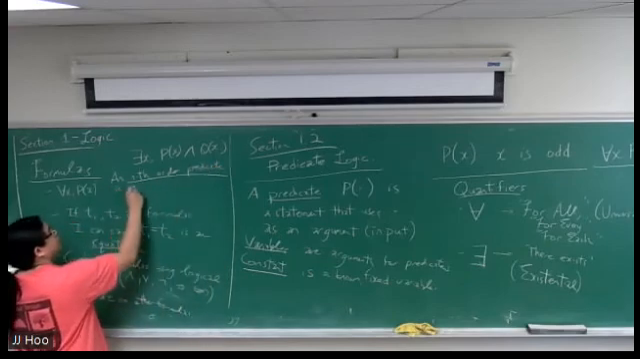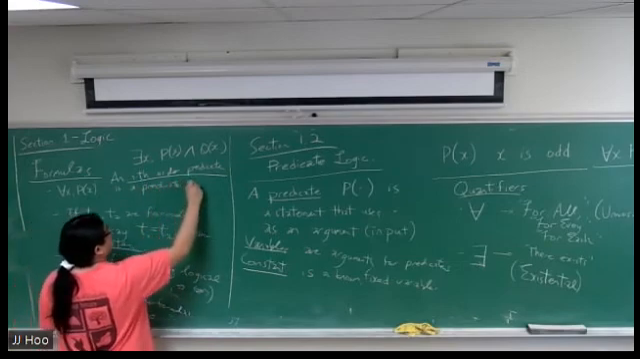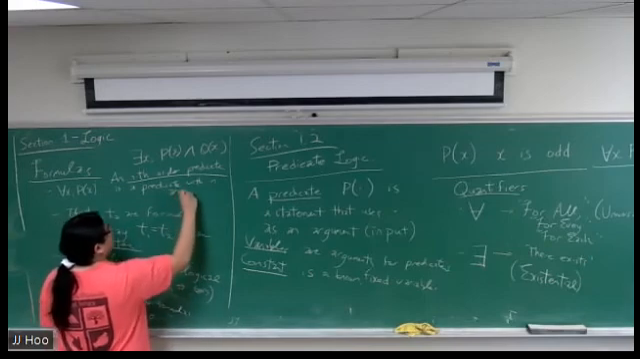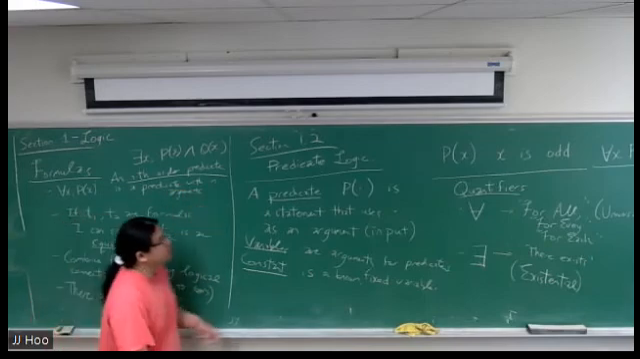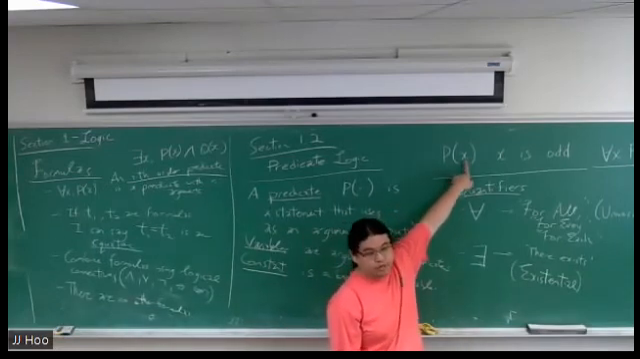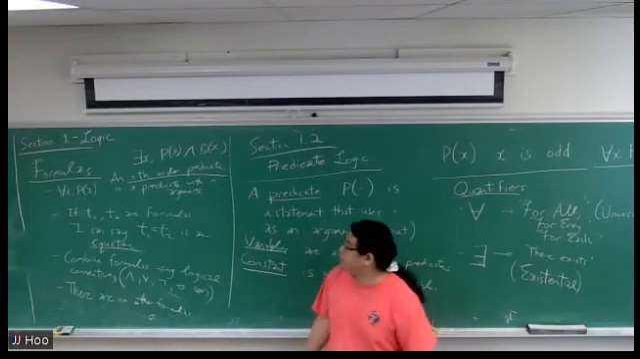Is a predicate with n arguments. So in this case, this is the first order predicate because it has one argument. If I have a predicate that has 3 variables in it, that's a third order predicate.